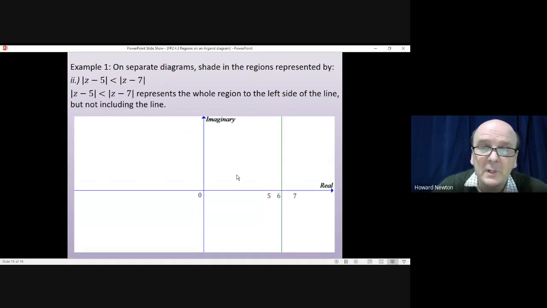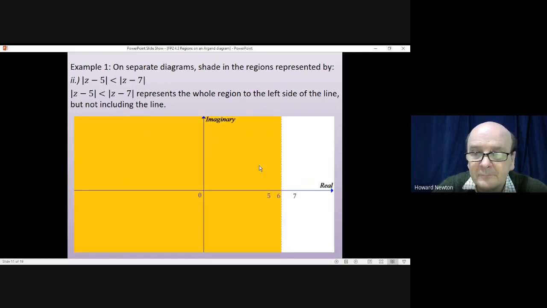As with normal inequalities and regions, what that means is that this line will need to be a dotted line to show that it can't include the line itself. So the region is all of this yellow region, and this green line here has become a dotted line because you can't actually be on the line.